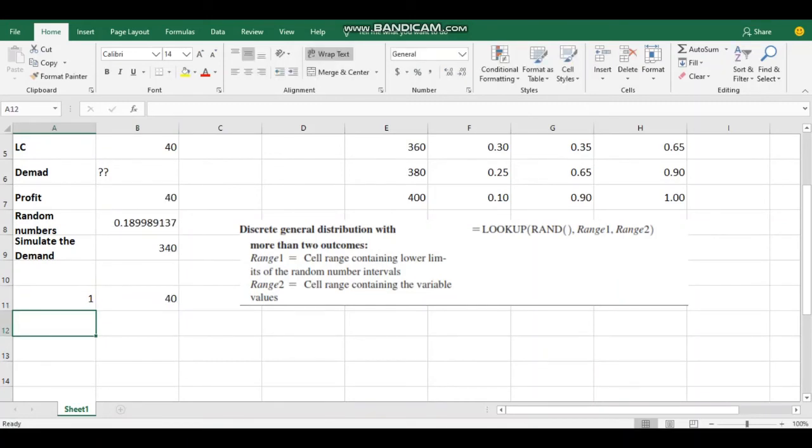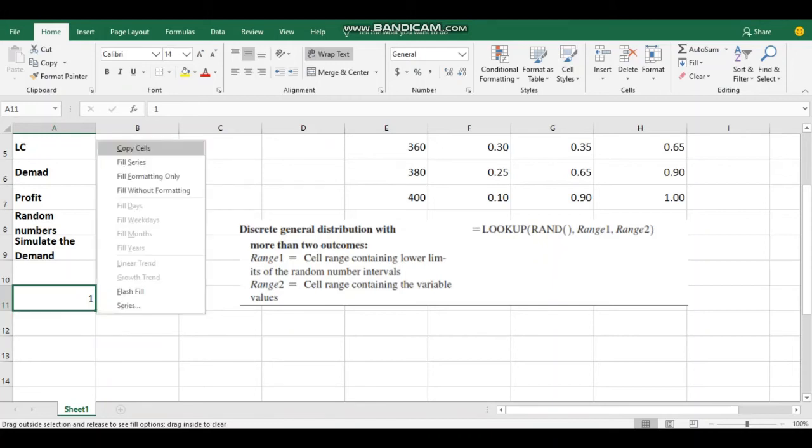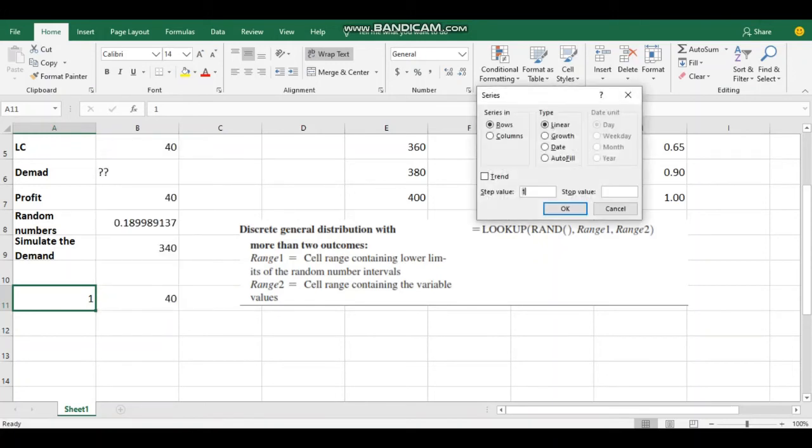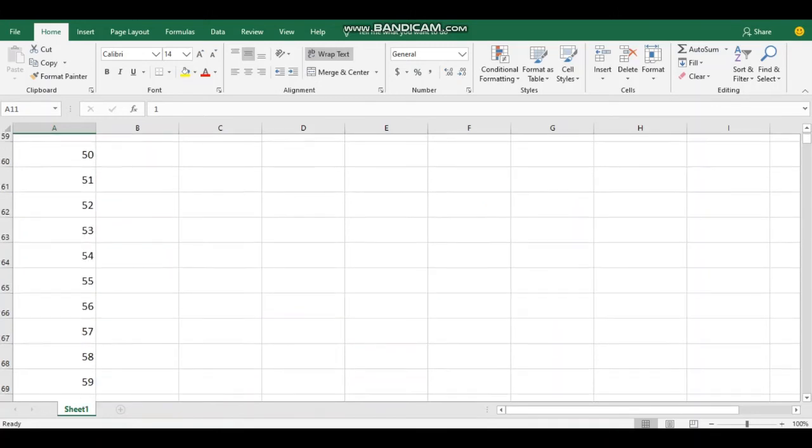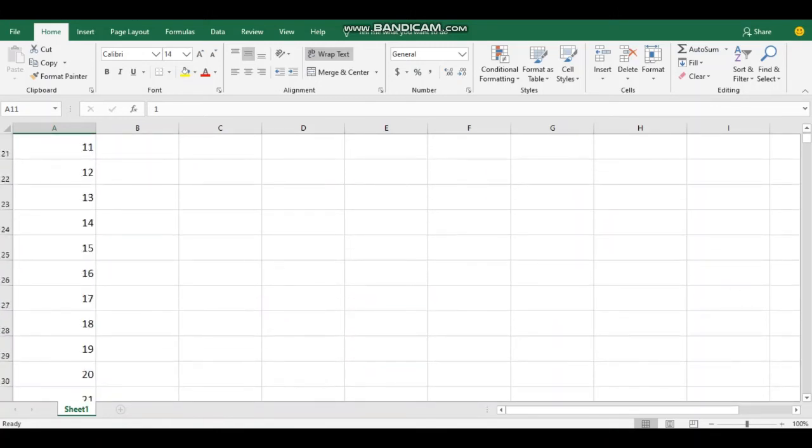Very simple. Press 1 here, then click on this corner, right click, not left click, right click, drag it down and drag it up. The moment you leave the mouse, you can see the series. Click on the series, you will get this dialog box. So step value is 1 and stop value is 10,000. It is always recommended to go for 10,000 iterations. This we are going to perform in columns. So select columns and then click OK. The moment you click OK, you can see 10,000 numbers generated.